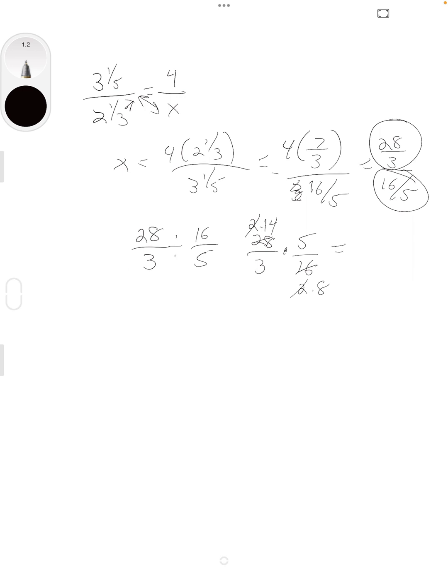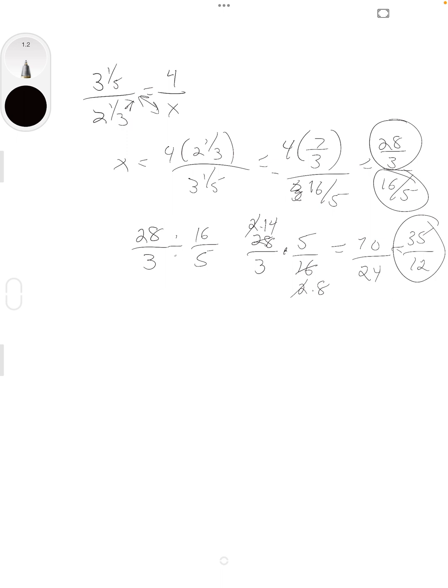So 14 times 5 is 70. 3 times 8 is 24. I guess I could have canceled another 2 in there. So that's going to be 35 over 12 is the answer.